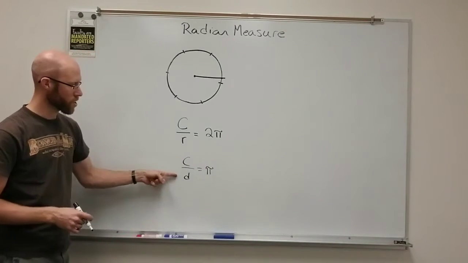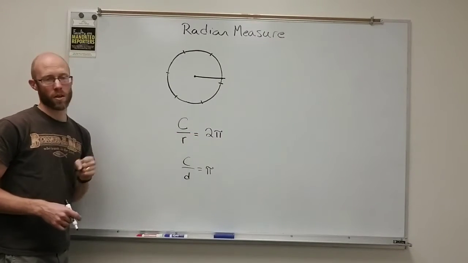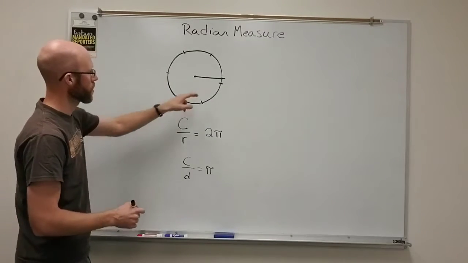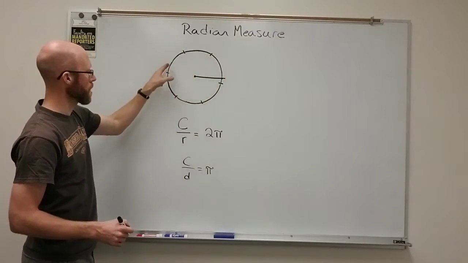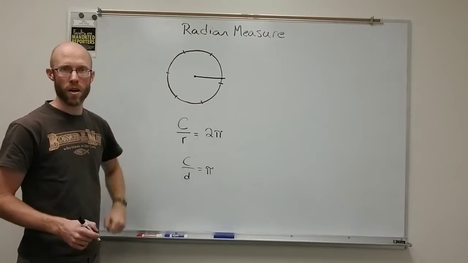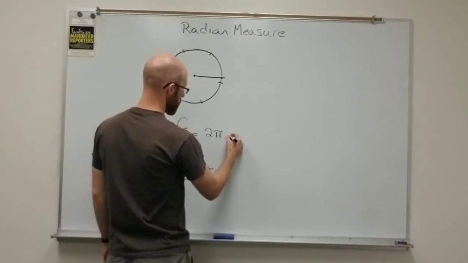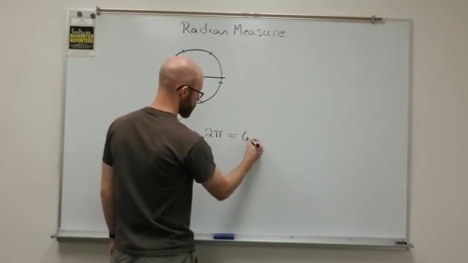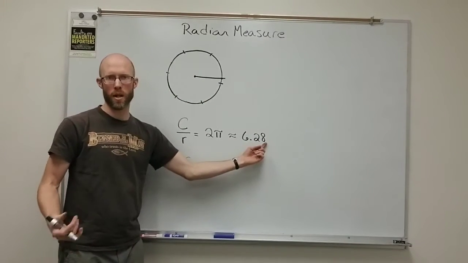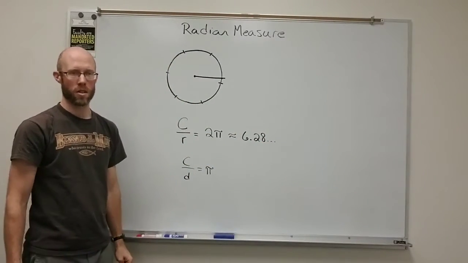So pi is the ratio of the circumference to the diameter, and so 2 pi is the ratio of the circumference to the radius. And so what we end up with is that the radius mapped out 6 and a little extra of those. So 2 pi ends up being approximately 6.28. It's 6 full radii and then another 0.28 of another one, roughly, although it's an infinitely long decimal.